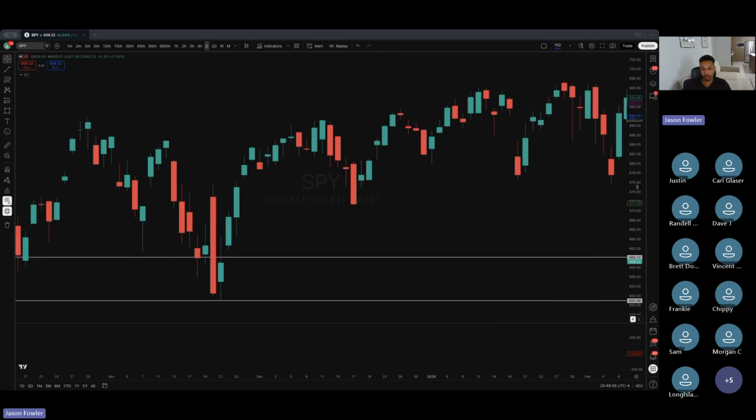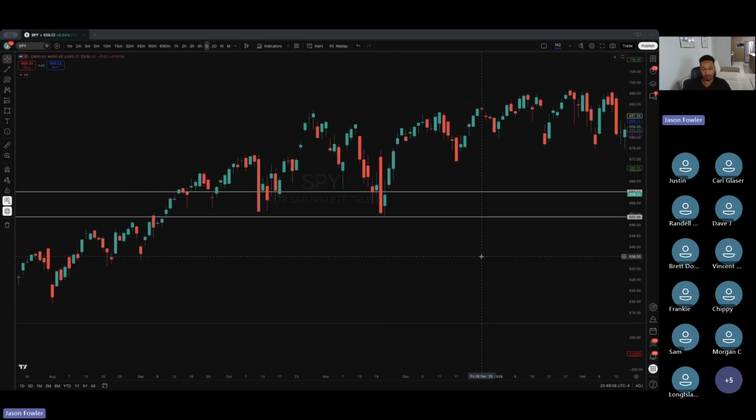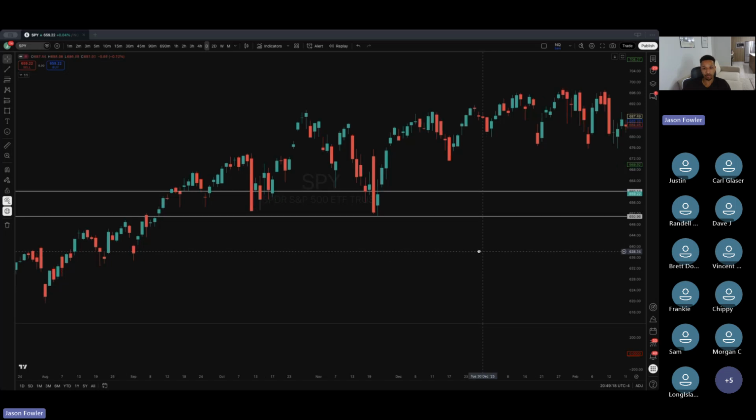And how it generally works is when you break through that level, it takes multiple tests to break a level, especially on a higher time frame. Think of it this way: a higher time frame has more strength than a lower time frame. A 5-minute resistance or support level could break a lot easier than a daily. A daily is going to take multiple tests.